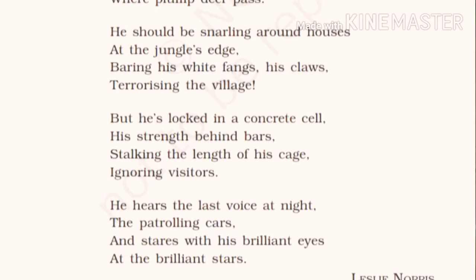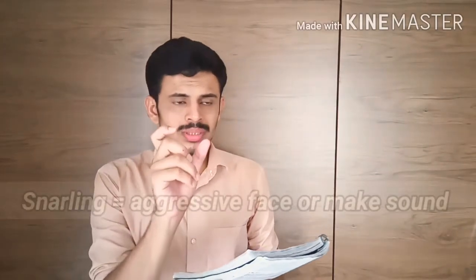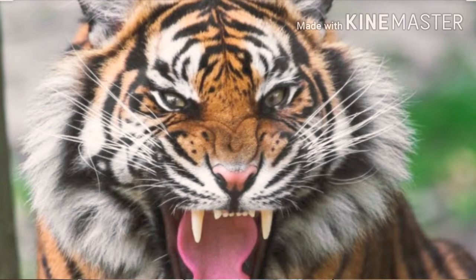Let's move to the third stanza. He should be snarling around houses at the jungle's edge, baring his white fangs, his claws, terrorizing the village. So the third stanza says, what more should the tiger be doing? Should be snarling around houses. Now students, snarling actually means to show aggressive facial expressions and make aggressive sounds like roaring. So at the jungle's edge, the poet says the tiger should be snarling around houses. Around the houses they should snarl, they should make a loud noise of their presence at the jungle's edge, baring his white fangs, his claws.